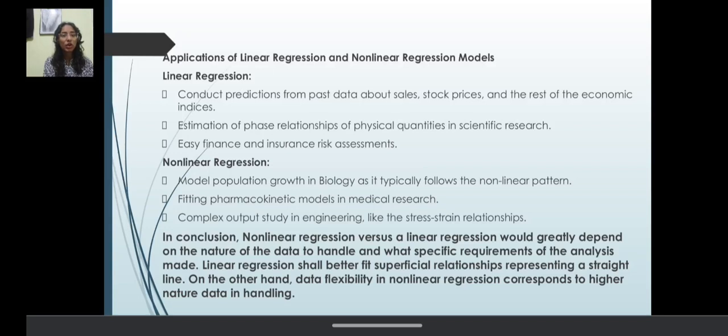In conclusion, the choice of nonlinear regression versus linear regression would greatly depend on the nature of the data to handle and what specific requirements the analysis has. Linear regression is better suited to simple relationships representing a straight line. On the other hand, the flexibility of nonlinear regression corresponds to handling more complex data.